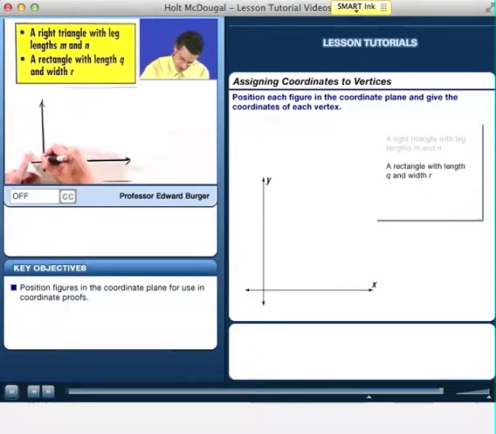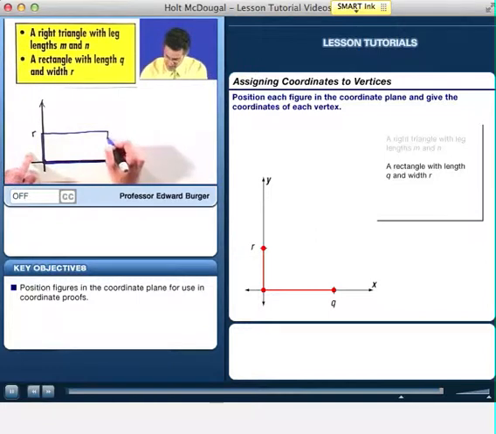So now I'm just going to draw a rectangle. And we know that the length is going to be q. So I'll come out here to q, and I'll go up to r. And so there's my rectangle. I just drew it in.